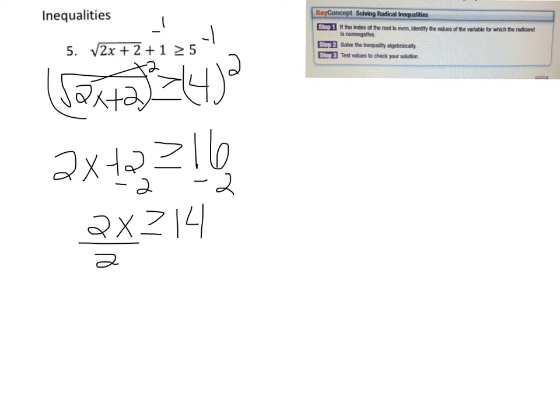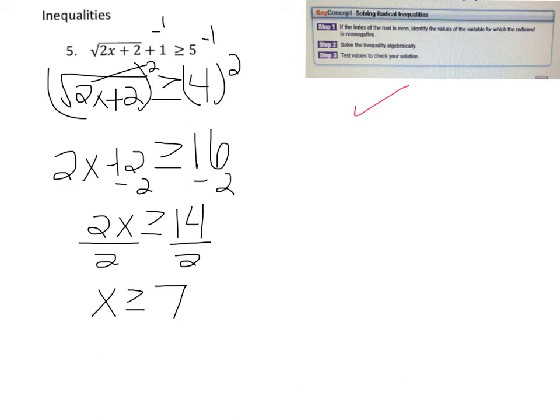My last step is to divide by a positive 2, so I'm going to have x is greater than or equal to 14 divided by 2, which is 7. Once again, I need to check this solution. And now I want to plug in a number where x is actually greater than 7 or equal to 7 so I can see if this inequality makes sense.